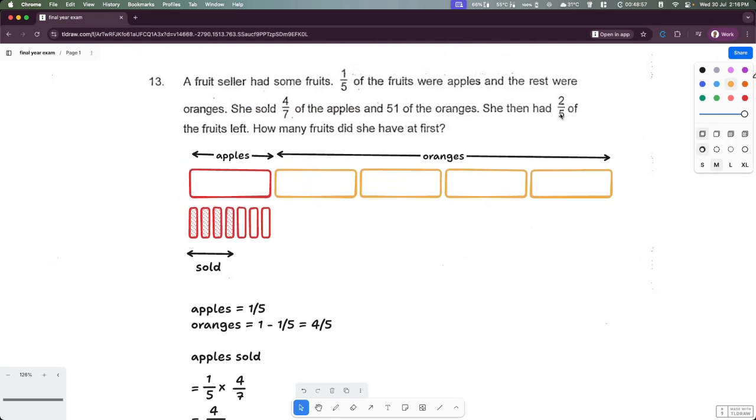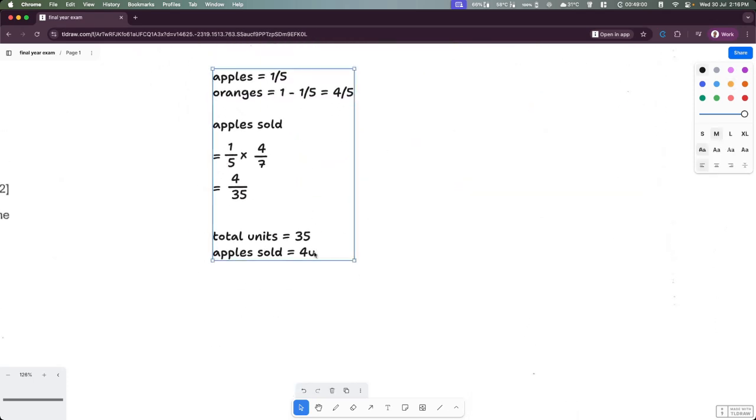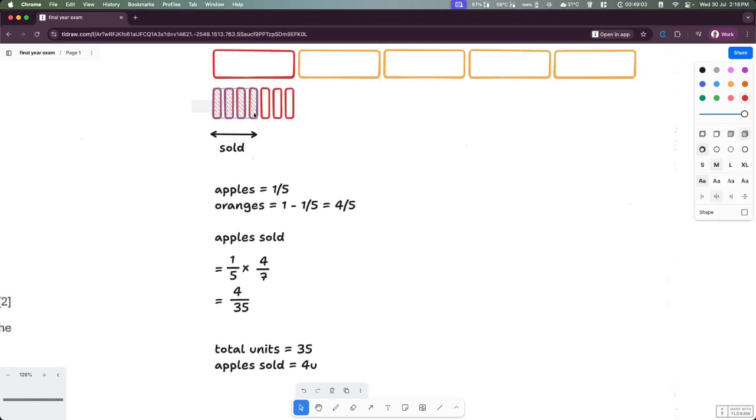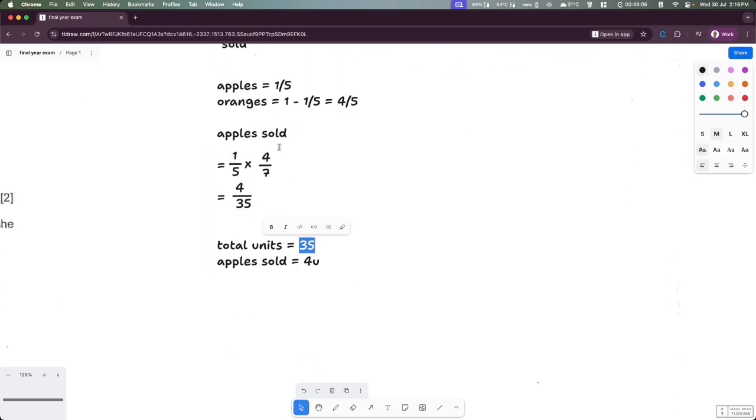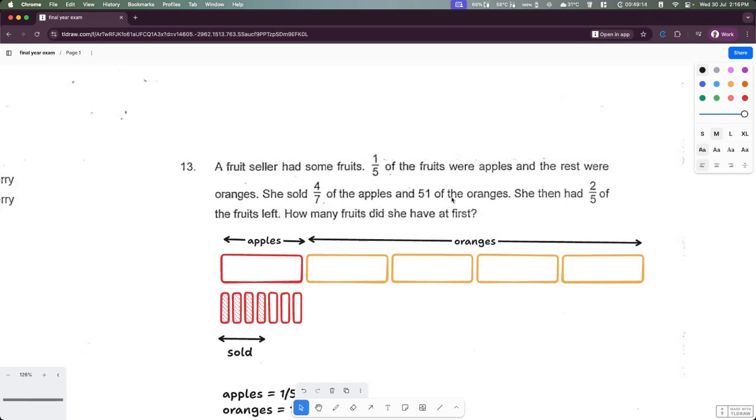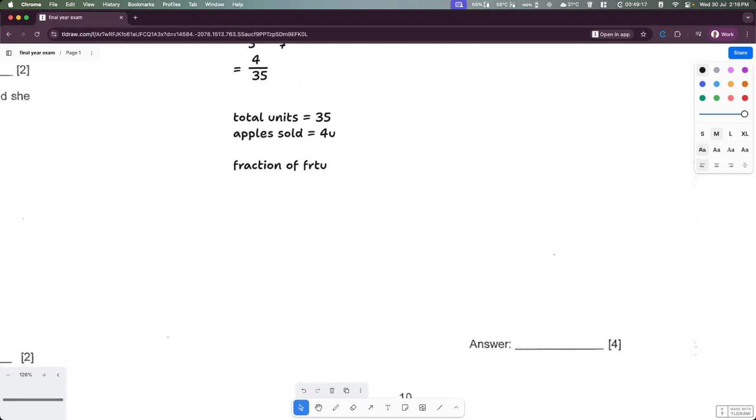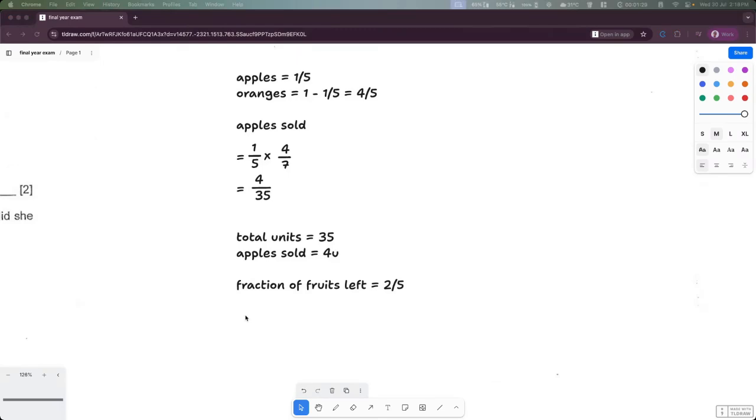Okay, so now we can, in a way, solve this, right? She then had 2/5 left. Okay, so we know 4 units are sold. That means we can get the total units 35 from this simple equation. So we know that the fraction of fruits left is 2 out of 5 in this case over here. Fraction of fruits sold is equal to 1 minus 2 over 5, and this will give you 3 over 5.